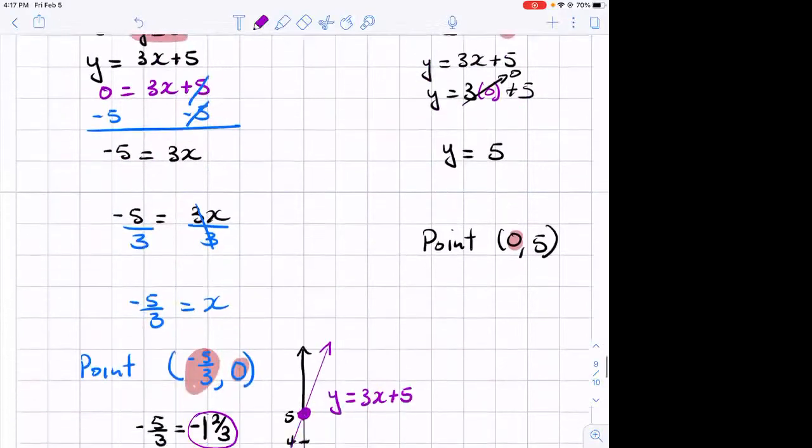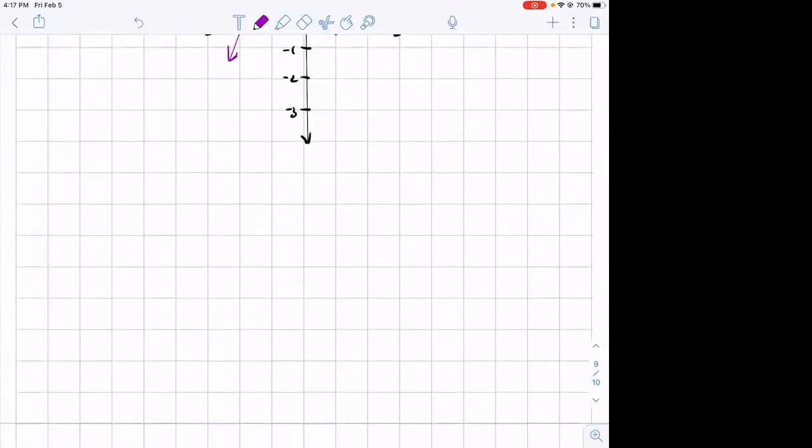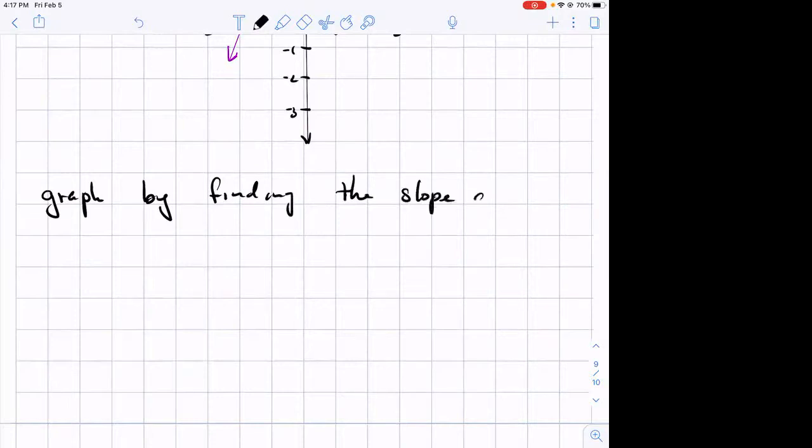And then there is one more that I think is more widely used other than intercepts. We can graph by finding the slope and the y-intercept. Okay? We can graph by finding the slope and the y-intercept.